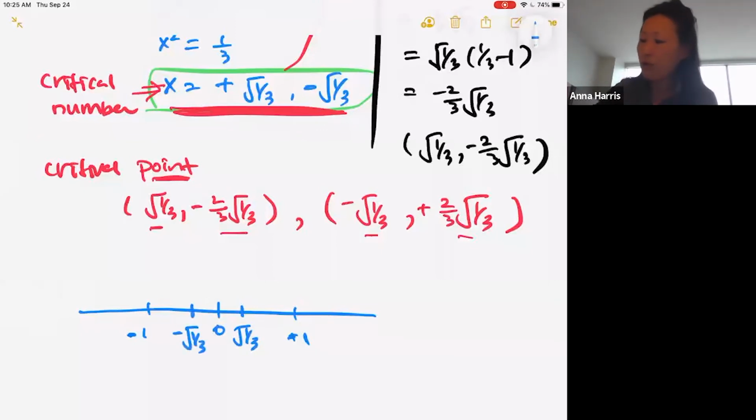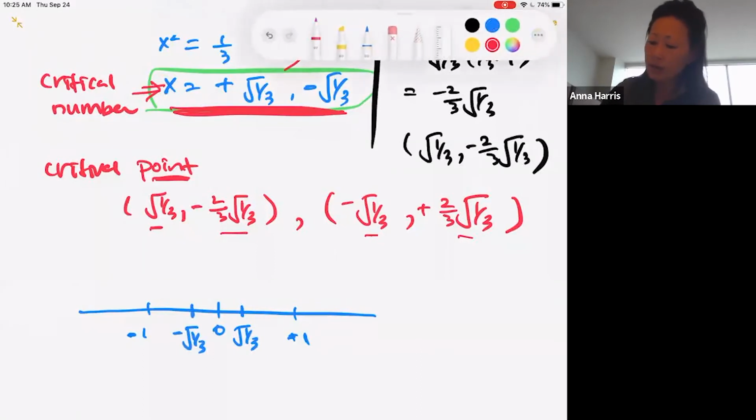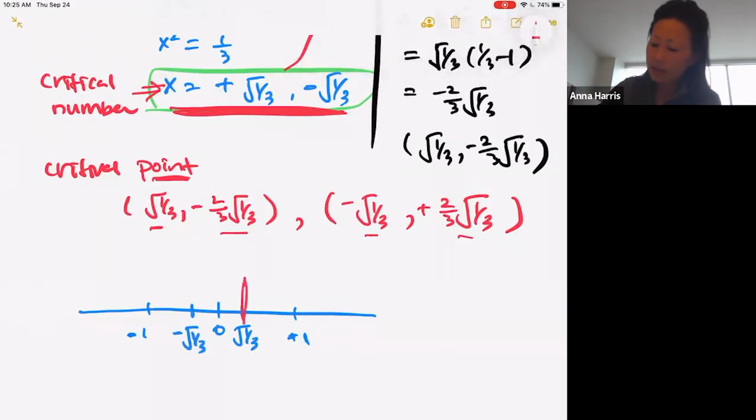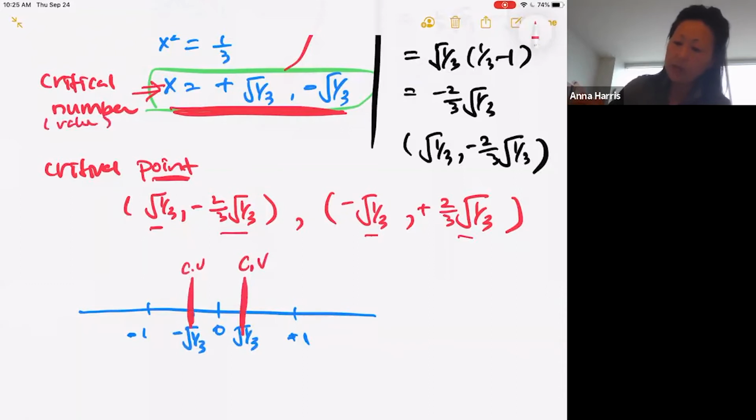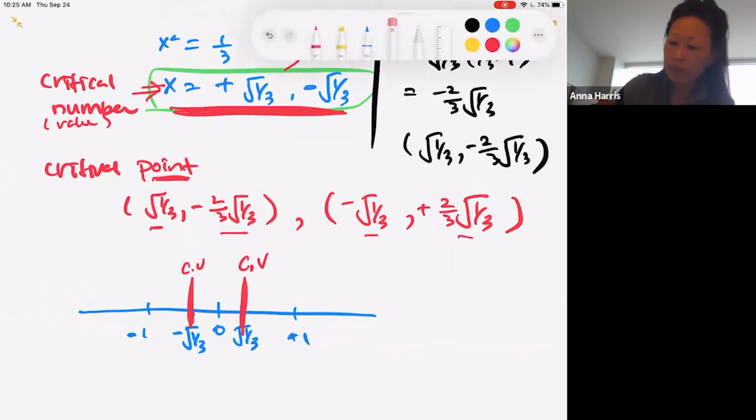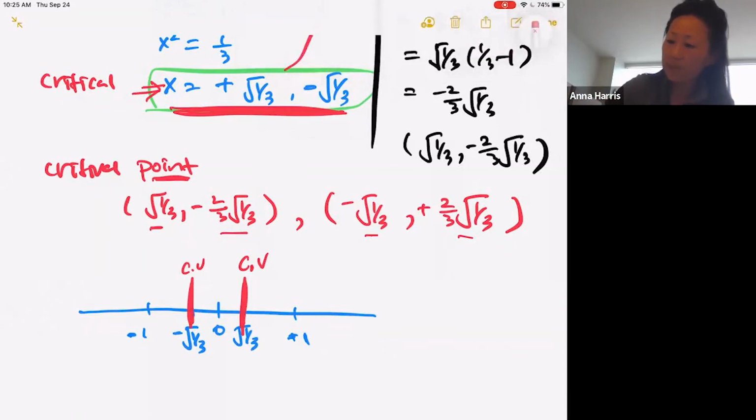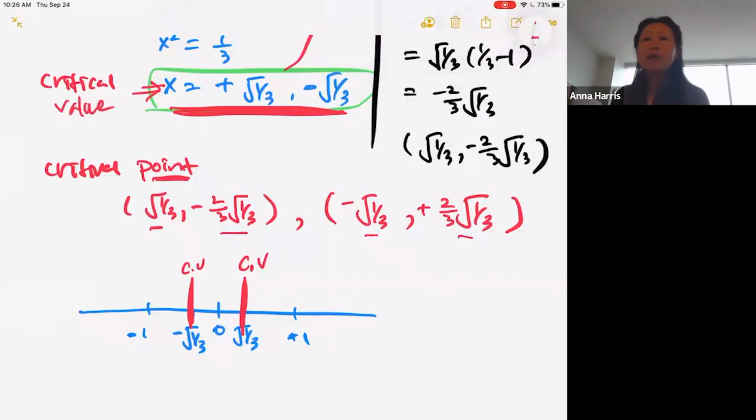I want you to draw a line where the critical number is. So this is your critical number, and that's your critical number. Well, you can say critical value. You can call it a value, it's probably better. So I'm going to call it a critical value. The critical value is the x that you found.